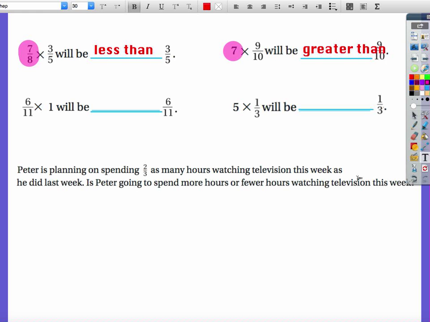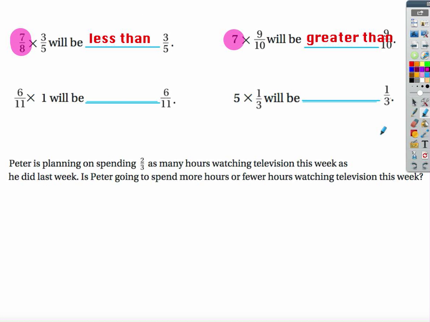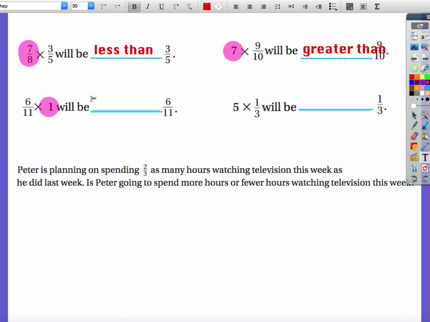Let's look at the next one. 6/11 times 1 will be blank for 6/11. So we're looking at greater than, less than, or equal to. Well, we've got to see what we're multiplying 6/11 by. In this case, we're multiplying by 1. And according to the identity property of multiplication, or just a basic rule that you know, anytime you multiply by 1, whatever it is going to stay the same. So in this case, 6/11 times 1 will be equal to 6/11.